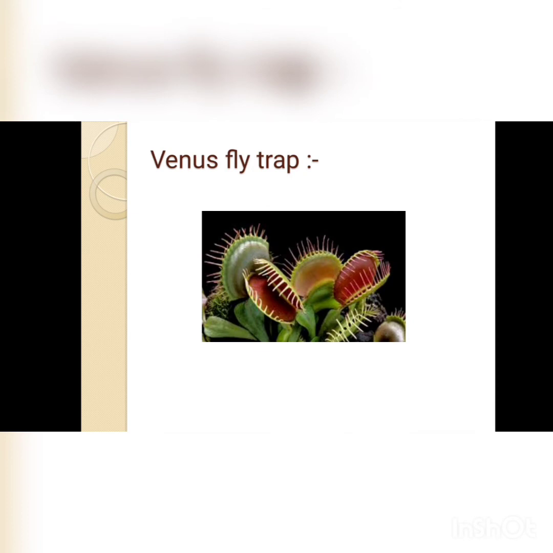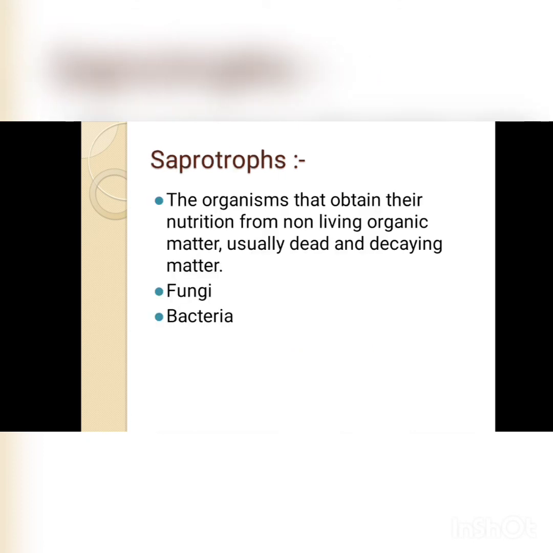Next is the Venus flytrap. You must have seen this also in cartoon movies. The same happens around the leaves: if an insect comes, it will close down and trap the insect. So they take nutrition from the insects by trapping them. Next is saprotrophs. What are saprotrophs?